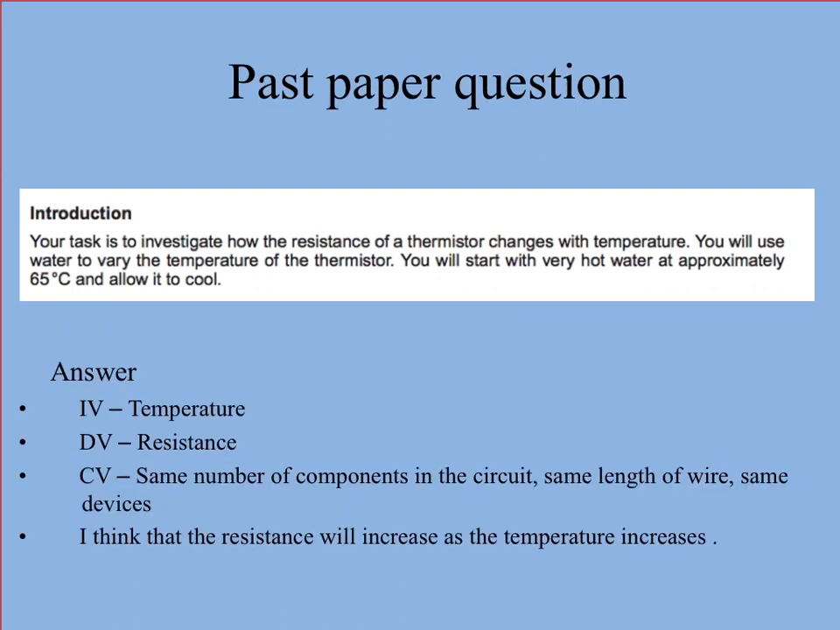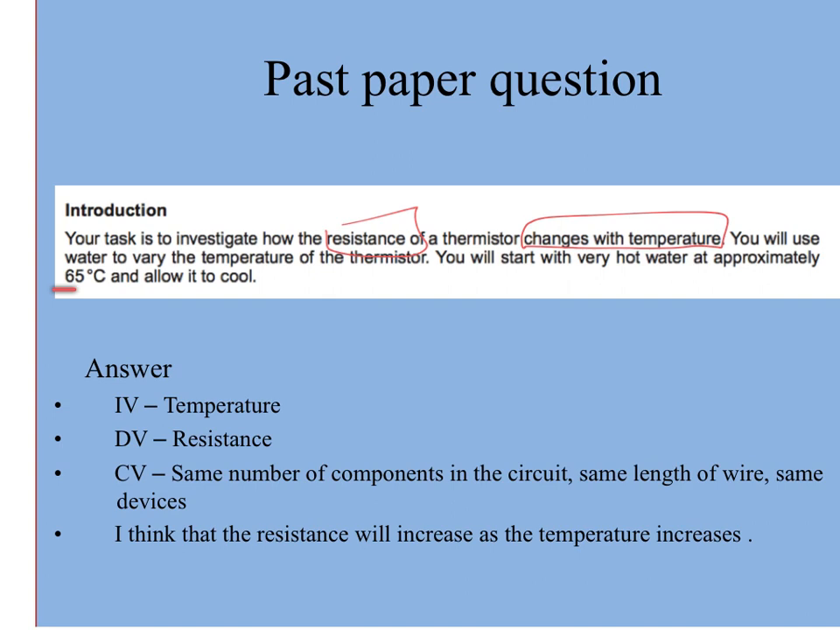Okay, so again, what are we looking at? Your task is to investigate how the resistance of a thermistor changes with temperature. So what are we changing? The temperature. What are we measuring? How much resistance there is. Okay, it says you'll start with 65 and then allow it to cool.